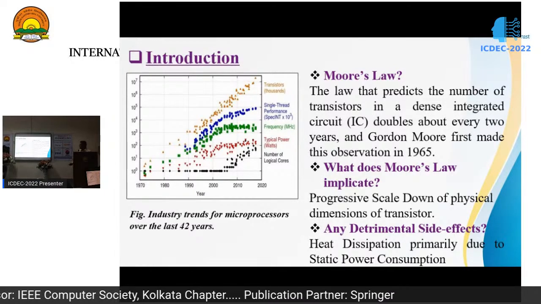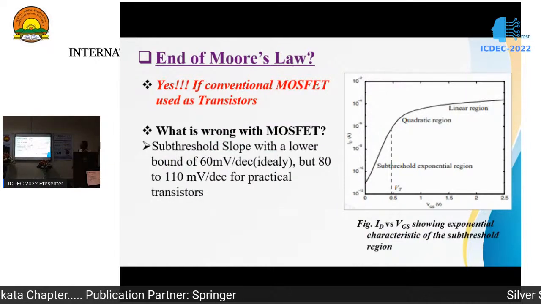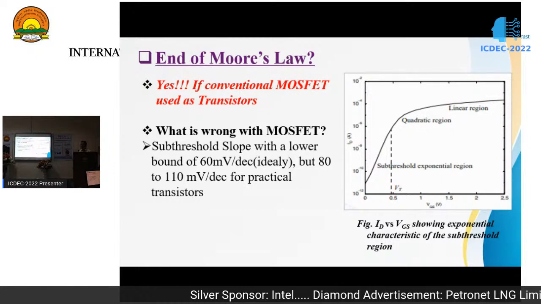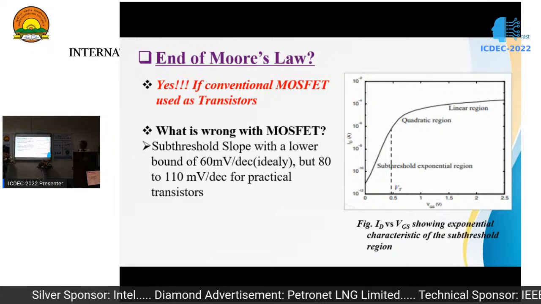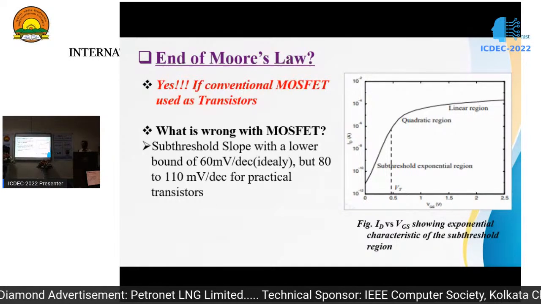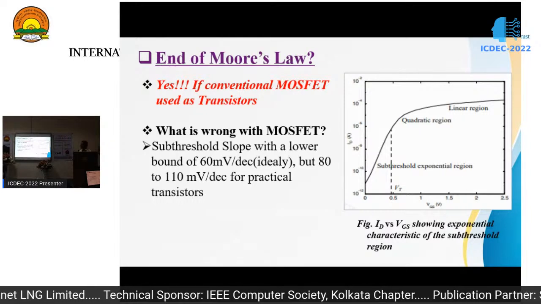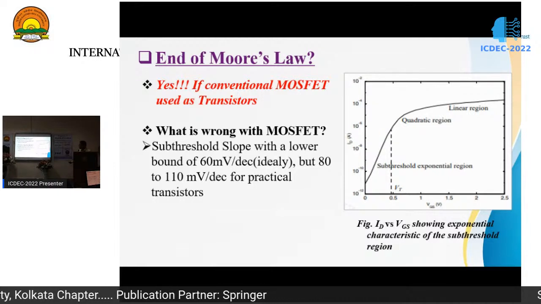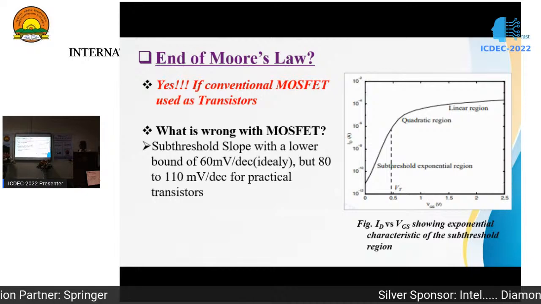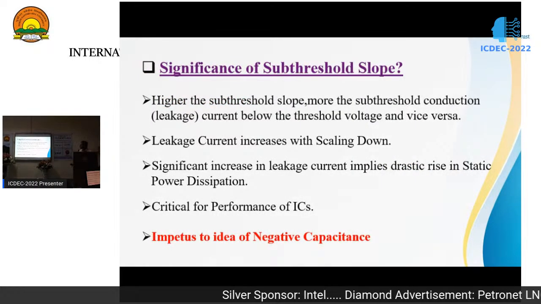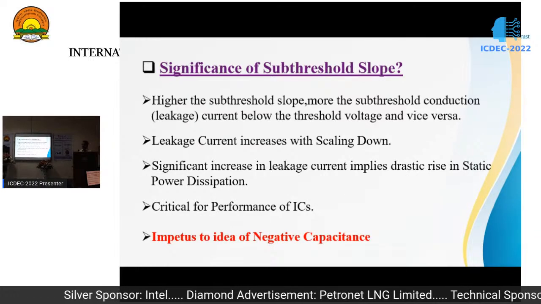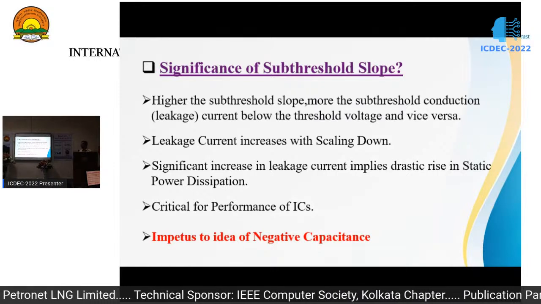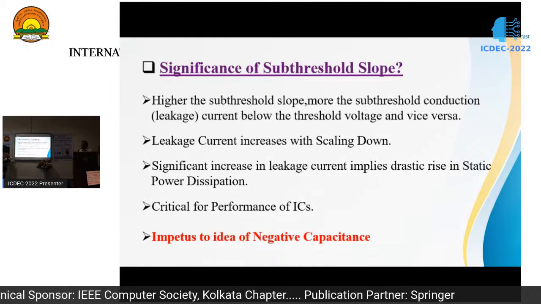So the simple question arises: is this the end of Moore's law? Yes, it is, if the conventional MOSFET is used as the transistor. Now what's wrong with the conventional MOSFET? One major problem is that the subthreshold slope has a lower bound of 60 millivolt per decade ideally for MOSFETs, but it ranges from 80 to 110 millivolt per decade for practical transistors. Here we can see in this figure that if we apply a gate voltage below the threshold voltage, the drain current still conducts. So, the higher the subthreshold slope, the more the subthreshold conduction current below the threshold voltage, and vice versa. Leakage current increases with scaling down, and this implies a drastic rise in static power dissipation. As a result, it is very critical for the performance of ICs.